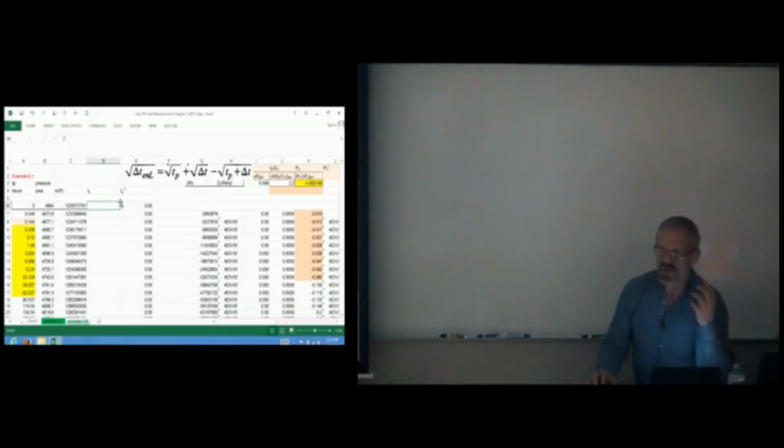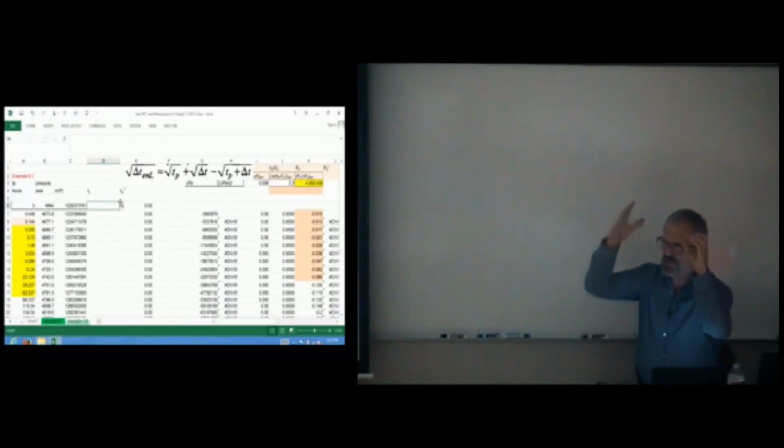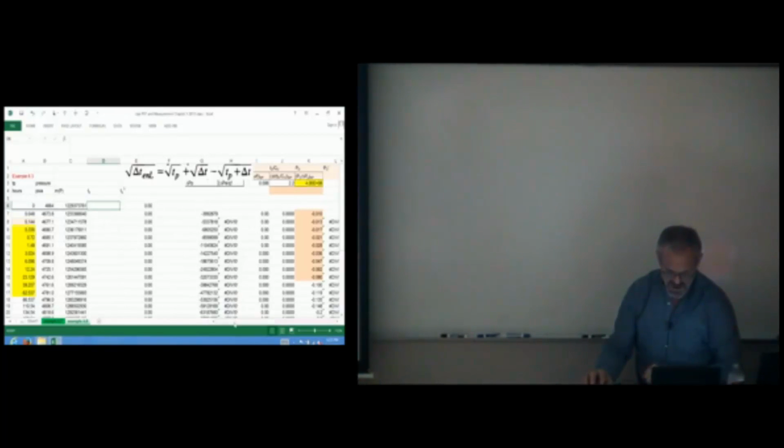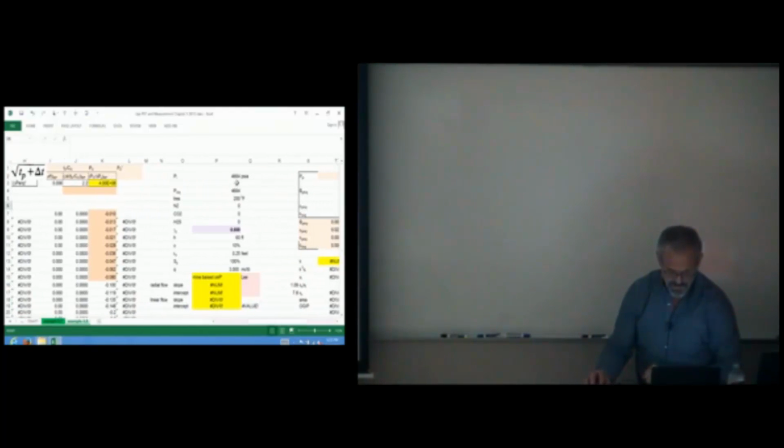My pseudo time for drawdown already knows what my average system reservoir pressure is. It's the first pressure in there that I'm drawing down from. But on a buildup, I don't know what that is in advance always, and so this 4664 is not going to work. We need to go to our textbook.